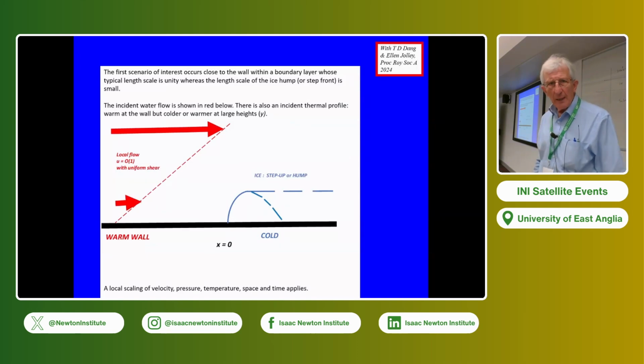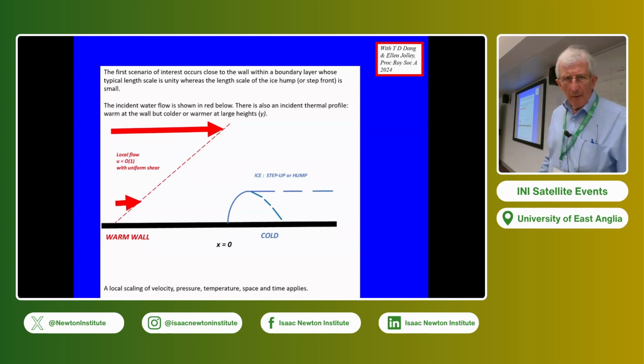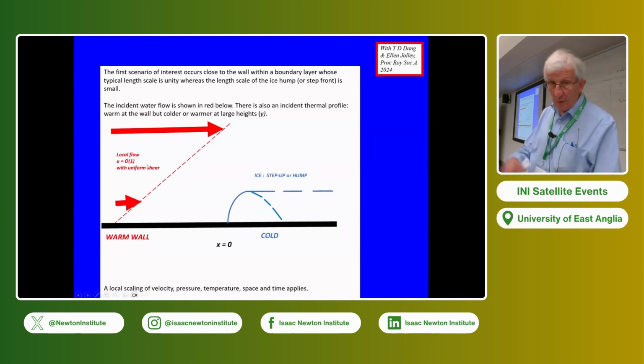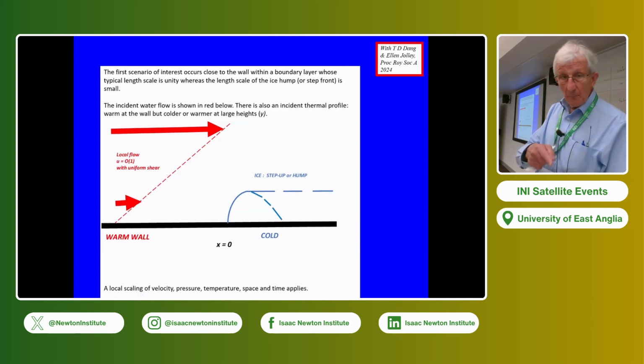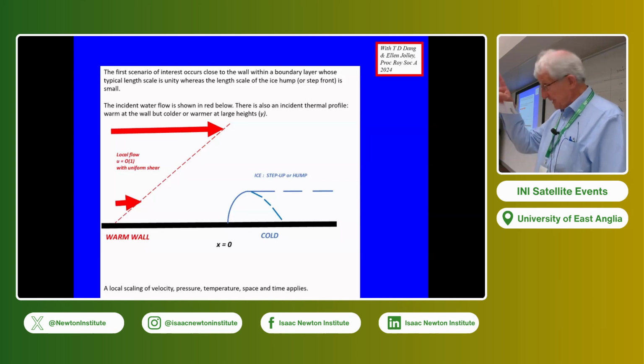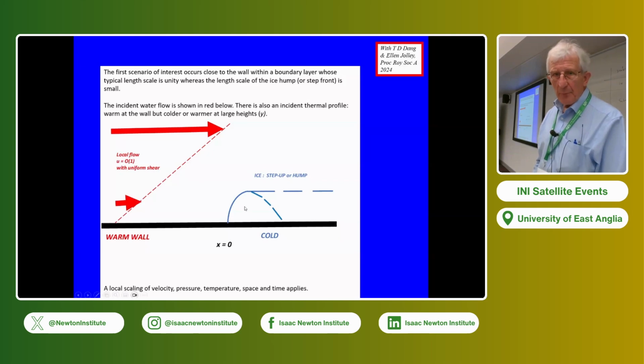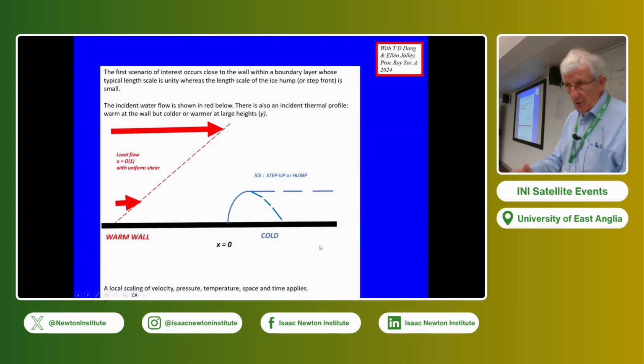So the scenario of interest we're aiming at then involves the Reynolds number being taken as a large parameter, and we're working locally close to the surface where the oncoming shear flow is a uniform shear, so U equals Y, and also the temperature profile is whatever it is at the wall, and then can grow linearly, or decay linearly as Y gets larger. The ice hump is shown here, so it's a cold wall there, warm wall here, and we've done a local scaling of velocity. So the length scales in X and Y have been compressed.